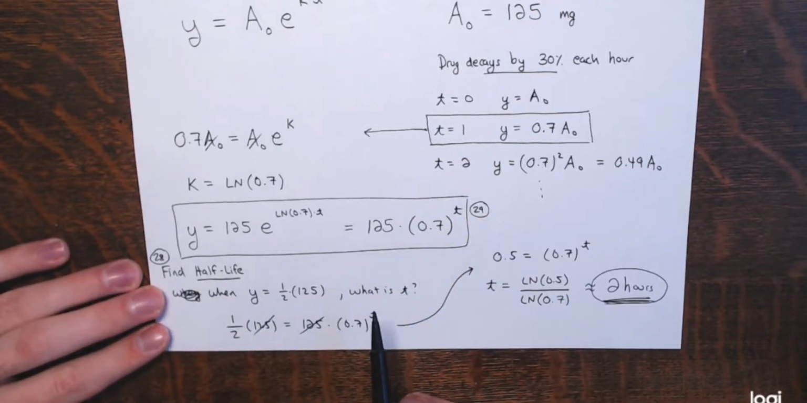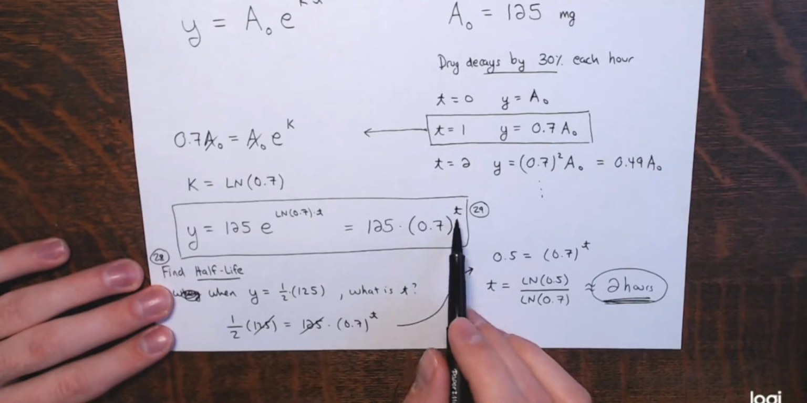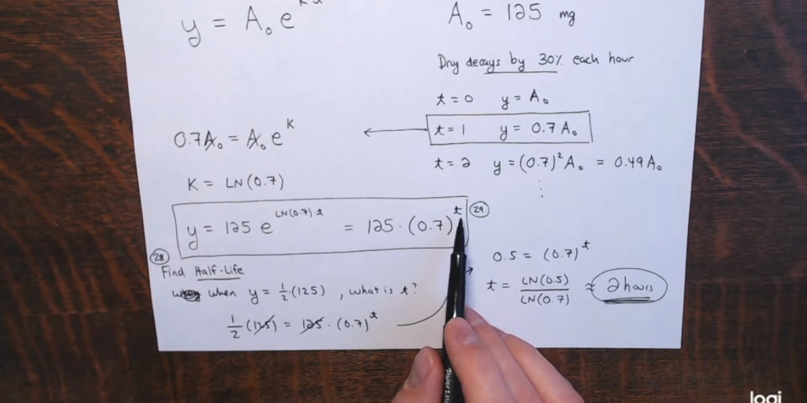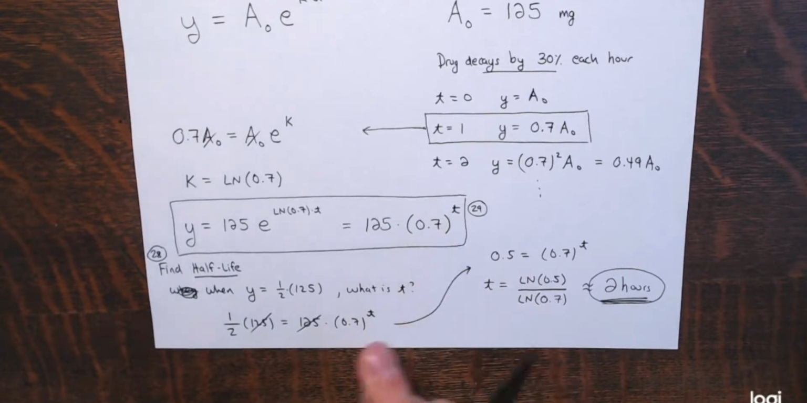And all they're asking now is how much, remember, y is the amount of drug left. T is the amount of time it's been running through the blood, the amount of time that's passed. And they're just asking how much of the drug would be remaining in the patient's system after 3 hours. So I just plug in 3 for t.